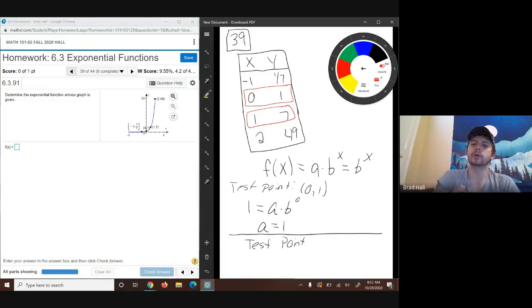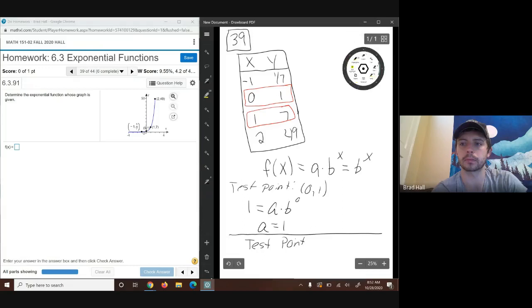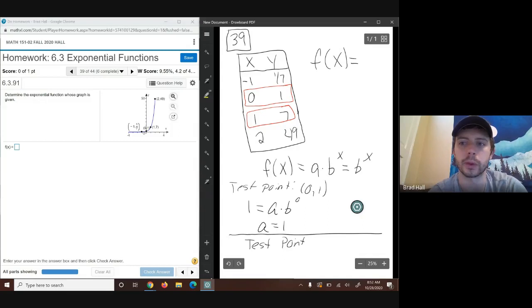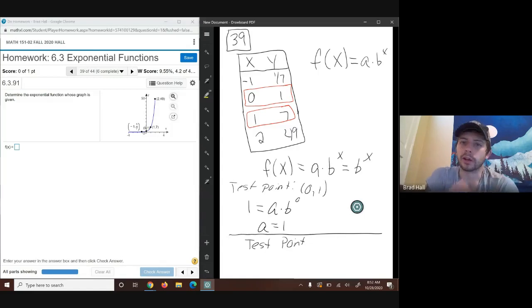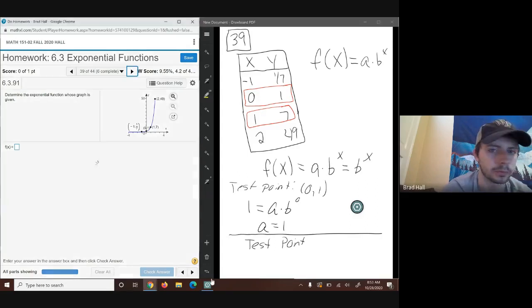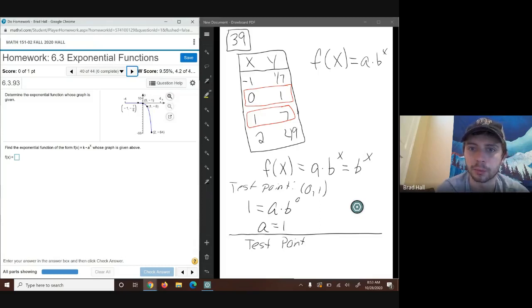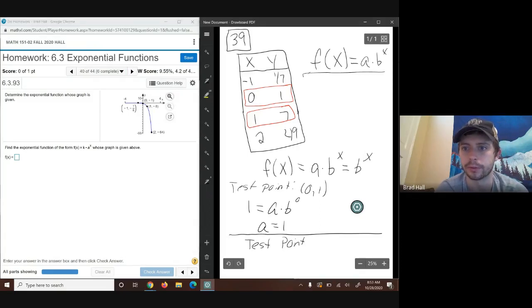I do want to give this disclaimer, because I made the same mistake the last time I taught this. The reason why I chose f of x equals a times b to the x is because I noticed that this function has the same exact shape as the parent function. However, if I were to look at problem 40, I would not use that shape.